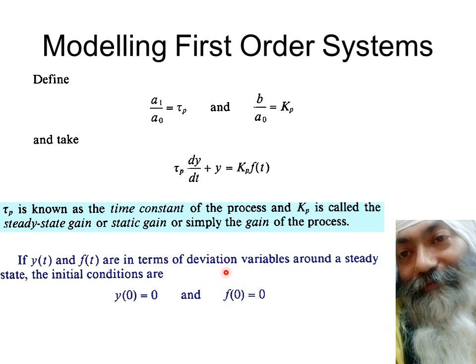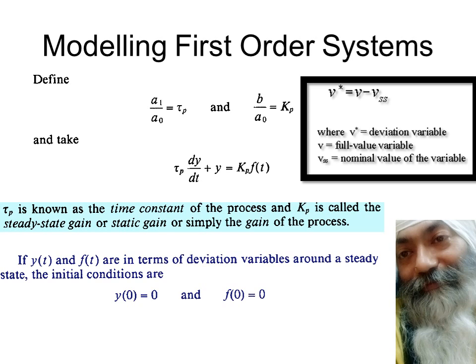I may not repeat this again and again in the subsequent sessions, but we have to keep it in mind that whenever we want to take any transfer function, whether for the first order system or for the second order system or whatsoever, we have to go in for these deviation variables so that these two conditions are fulfilled, and with these two conditions being fulfilled, we can easily go in for taking the transfer function. This is the basic concept.